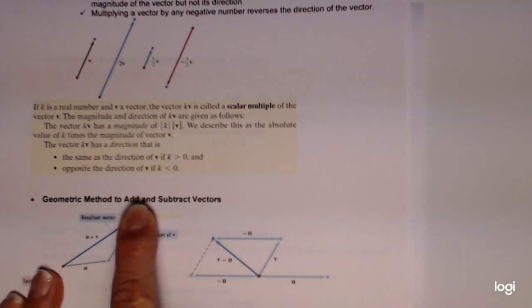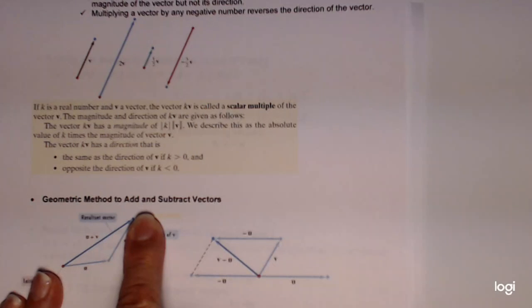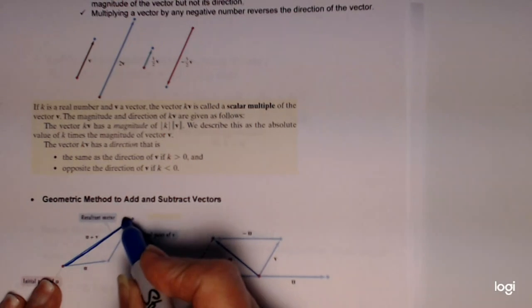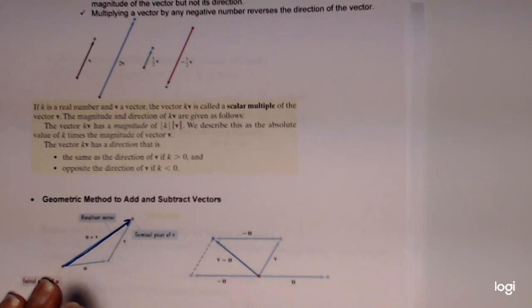And the answer to this addition problem, looking at the geometry of it, is this vector here, this u plus v. This is what's known as the resultant force, or the result of the addition.